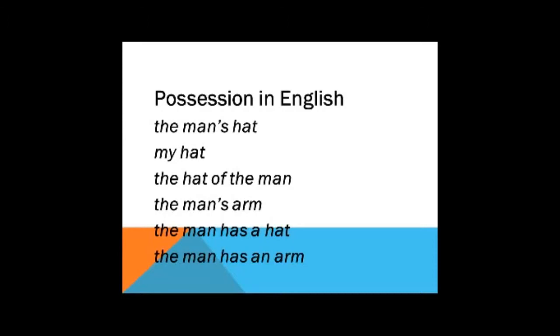Just to set the context, some examples of possession in English: the man's hat, my hat, the hat of the man, the man's arm, the man has a hat, the man has an arm, thankfully. So there's different ways you can express possession. You can have a phrase with two nouns where one is representing the possessor and the other is representing the possessee, as in the man's hat. You can have a possessive term based on a personal pronoun, so my, which is based on I, so my hat.